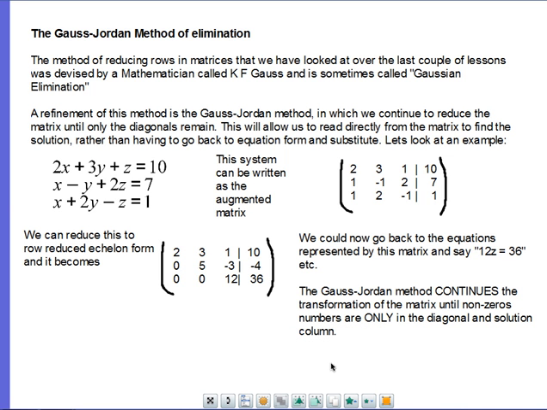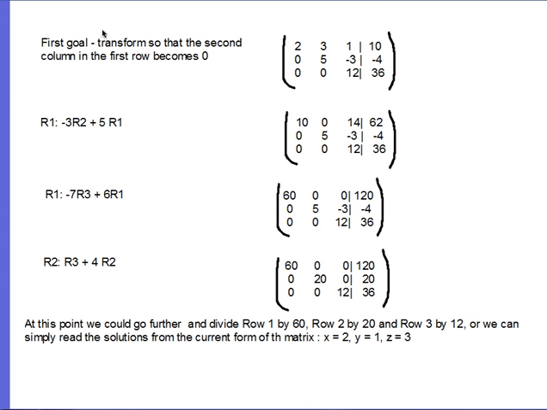Probably the best way to illustrate it is by doing an example. We're going to keep going with this example here and continue transforming it using the Gauss Jordan method. Of course, the methods that we're using are exactly the same. So here's our echelon matrix here. We're going to continue transforming it. The first thing I want to transform is this 3 into a 0. To do that, I substitute row 1 with negative 3 row 2 plus 5 row 1.